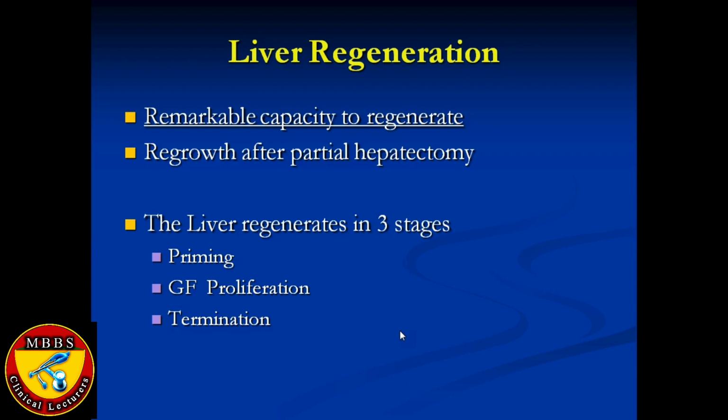The first is the priming of the liver cells. That priming means they are made ready to accept or react to the growth factors. And then the second stage is of growth factors, which leads to proliferation of the cells. And finally, the third stage is that these proliferating cells should be brought to a stop. And so the third step is the stage of termination.